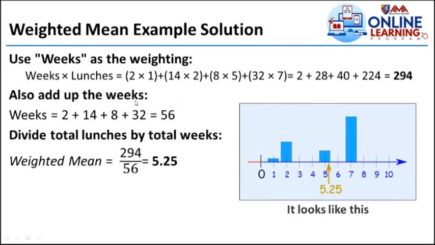So also add the weeks, no? How many weeks in total? 2, 14, 8, 32. We have a total of 56 weeks. Divide the total lunches by total weeks. We have weighted mean equal to 294 divided by 56. So the weighted mean is equal to 5.25. So if we're going to look at our graph, dito, it looks like this, no?